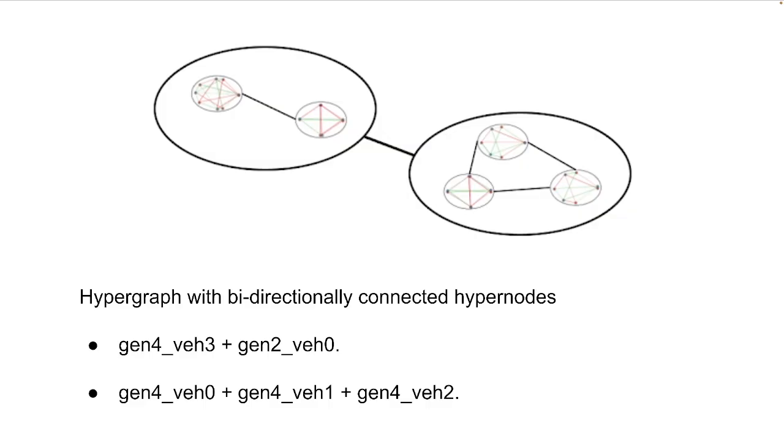So, we have this hypernode on the left, which is from generation 4 vehicle 3 plus generation 2 vehicle 0. That's one component. And then that's linked to another component, which contains generation 4 vehicle 0 plus generation 4 vehicle 1 plus generation 4 vehicle 2. And that's another component. And so that all works together as one of these phylogenetically mixed architectures.